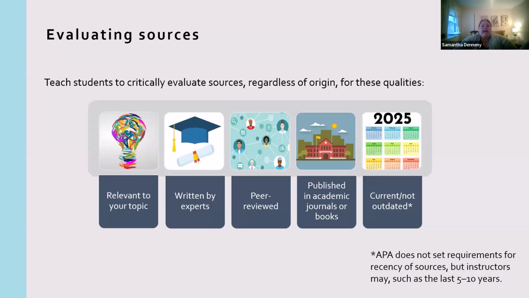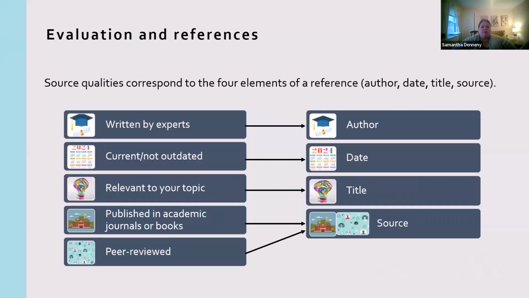So APA does not have any specific requirements for dates of sources and things like that, but we understand that some instructors do. So anything that the instructor or journal you're writing for says is important would take priority over the APA style specific guidelines.